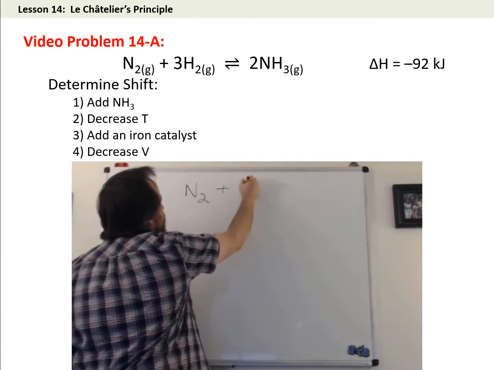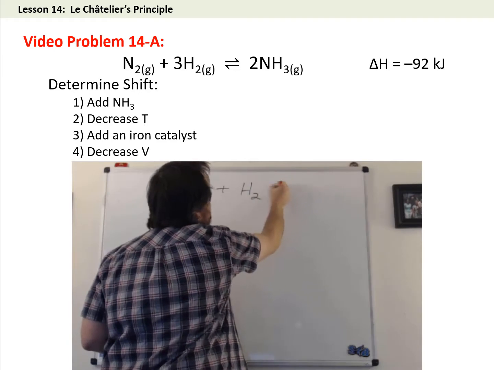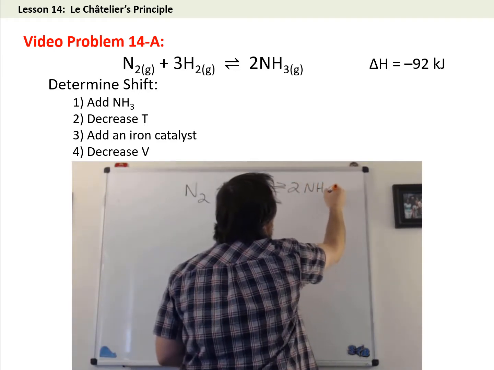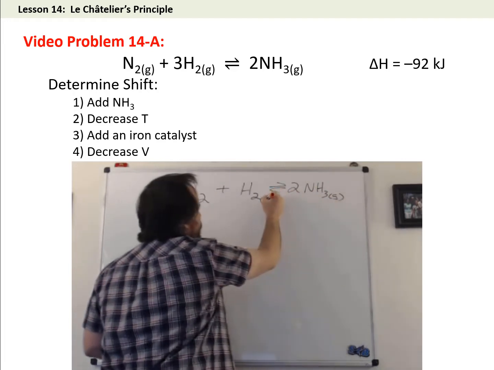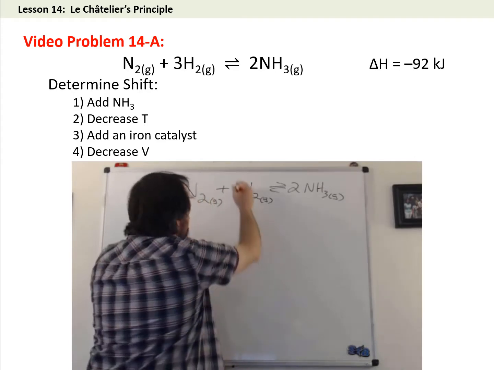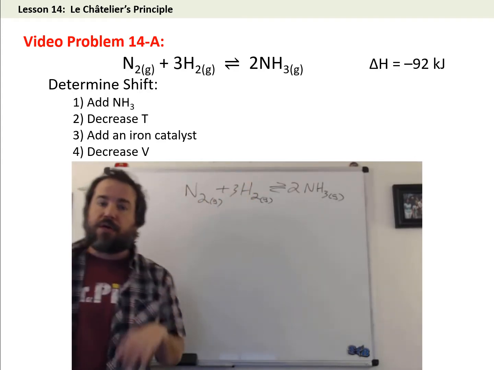So N2 plus H2 goes to form NH3. Now there's a key here. We need to include states because the states are important. We also are given delta H. We'll deal with that in a little bit.